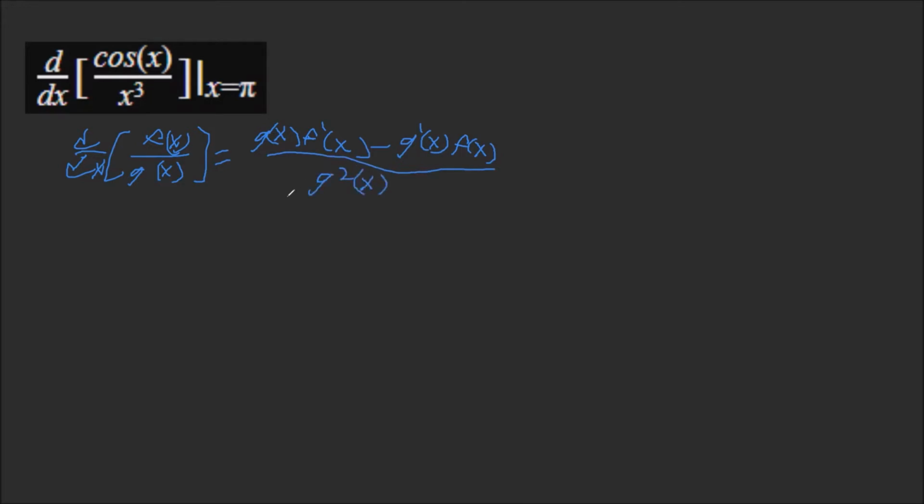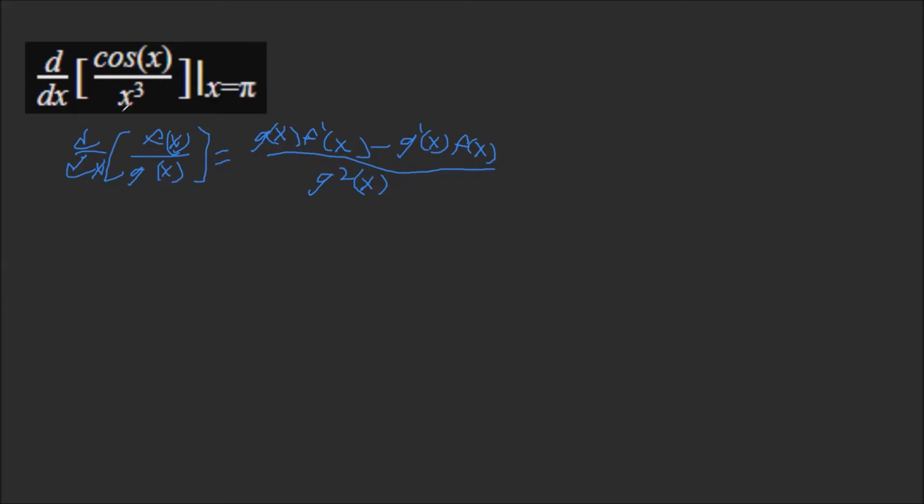So you can memorize this by trying to put this phrase into memory: low d high minus high d low over low squared. That's essentially it. We already have the formula here. So let's try to find the derivative of this. We already have g of x. We already have f of x. What we need to find is g prime of x and f prime of x.